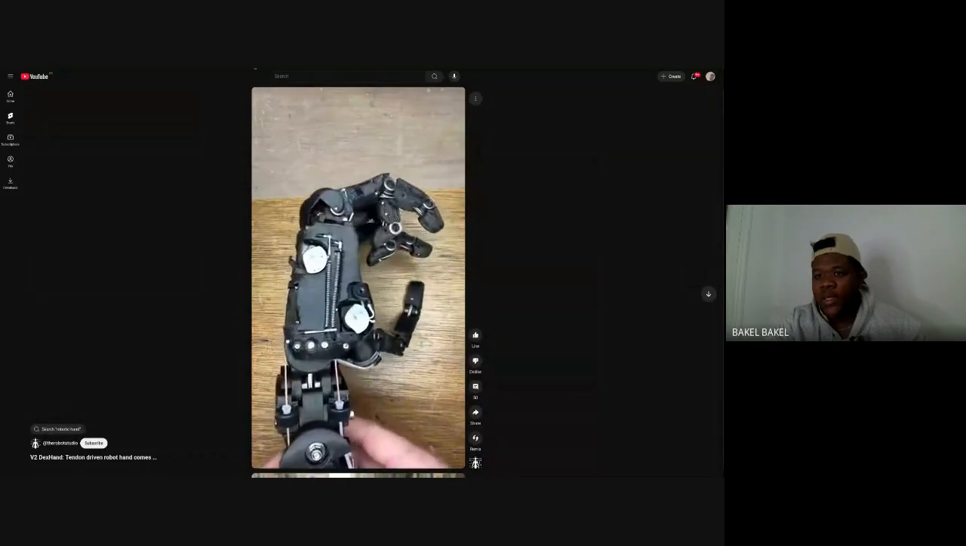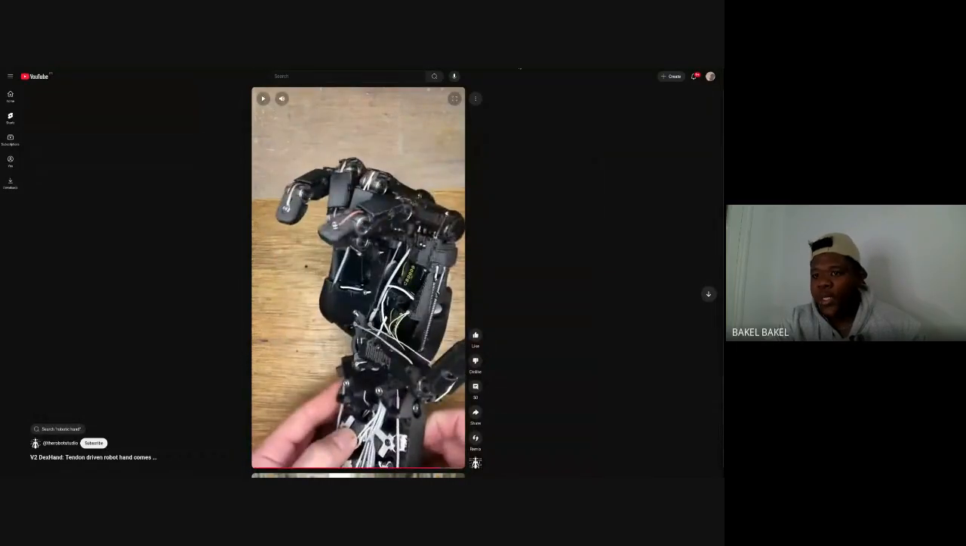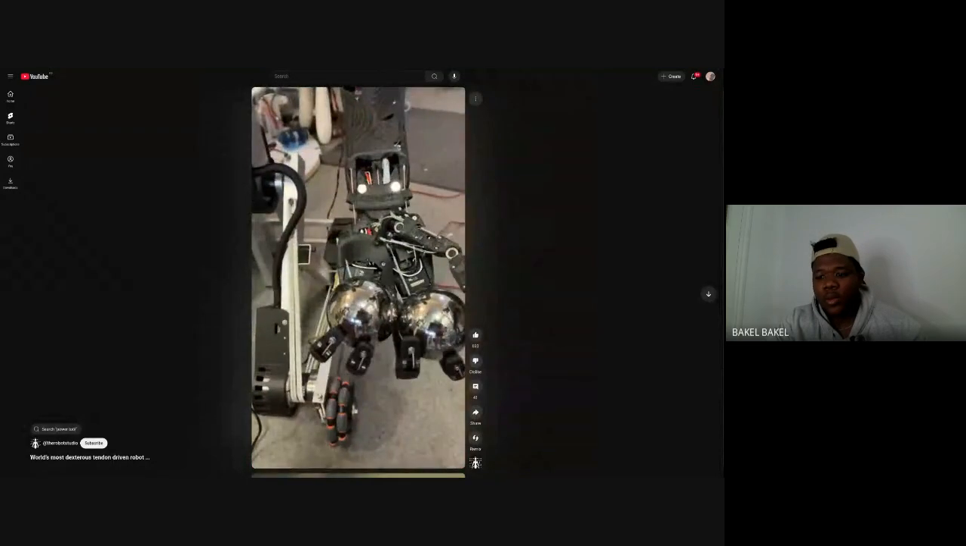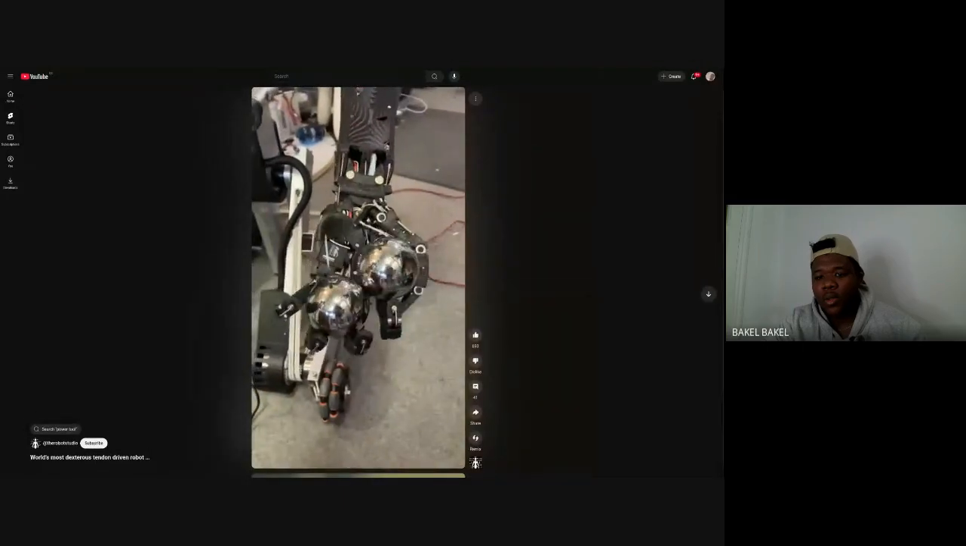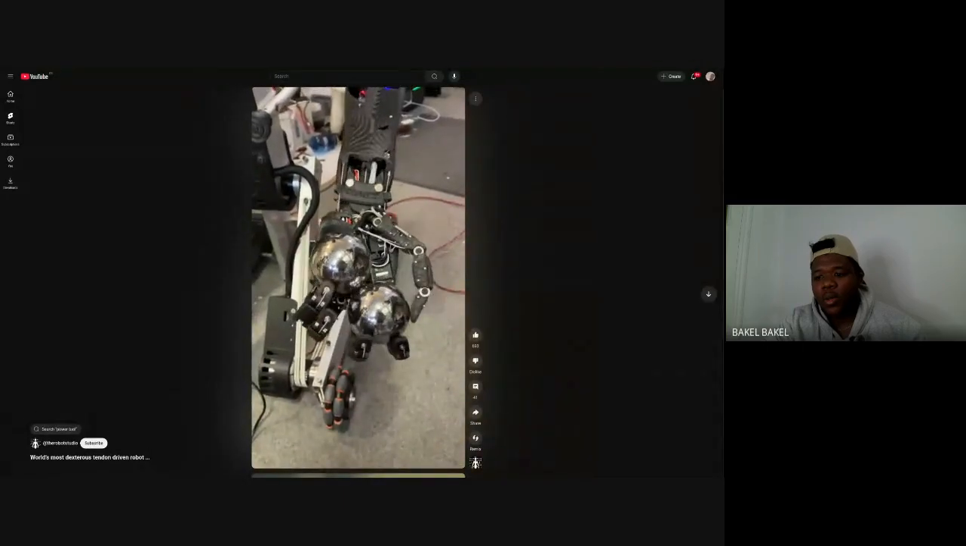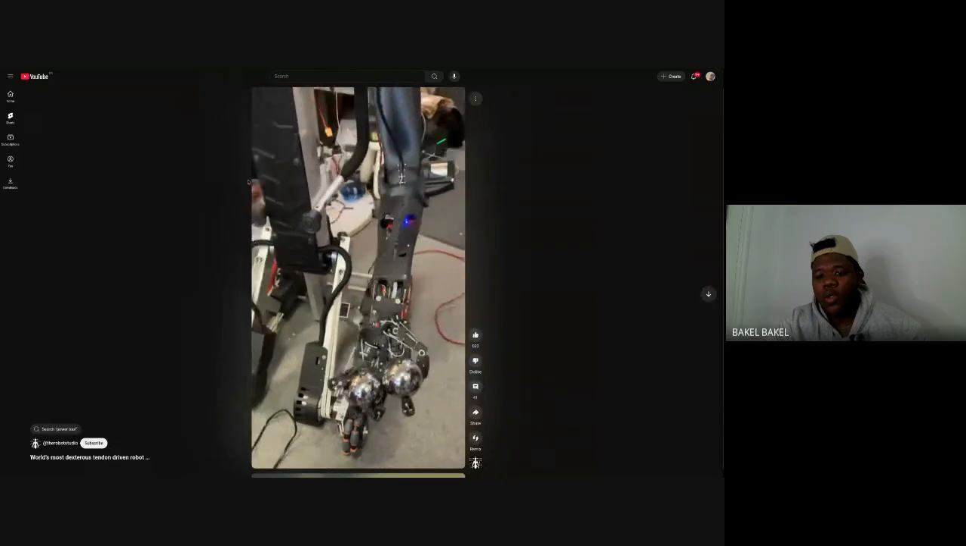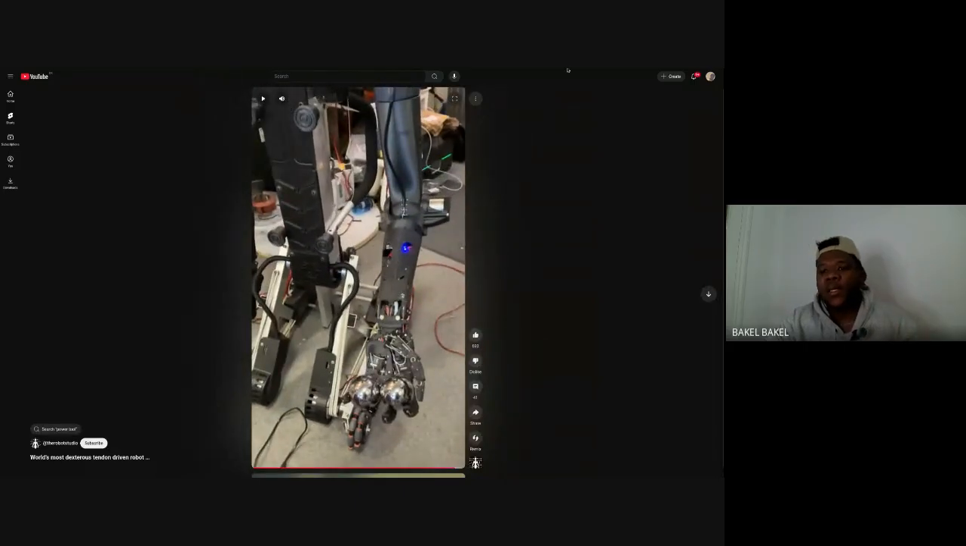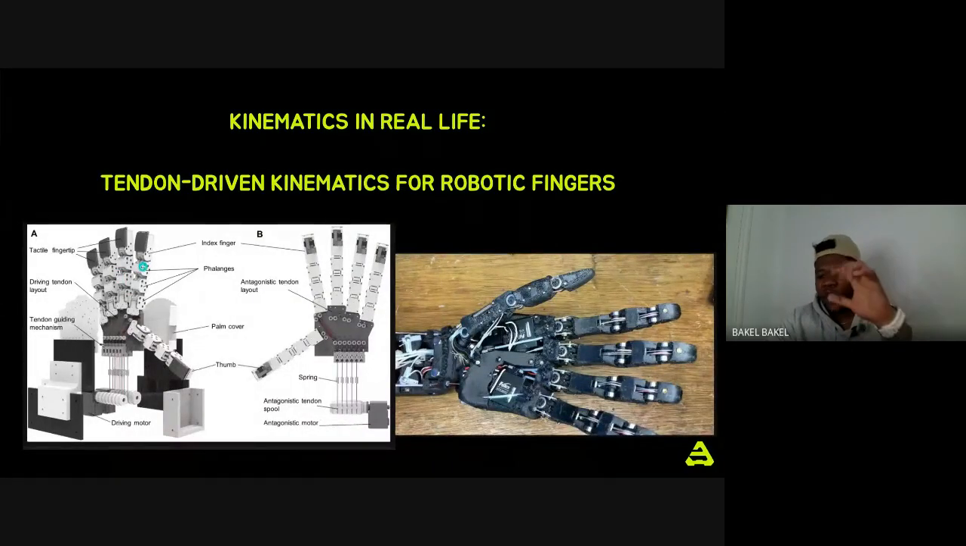You basically see that there are motors pulling the tendons, just like the human hand. I just love that. The motors are not directly at the joints or at the fingers. The motors are not at the fingers that we want to move. The motors are here, and they use tendons to pull them. That's basically what tendon-driven means.